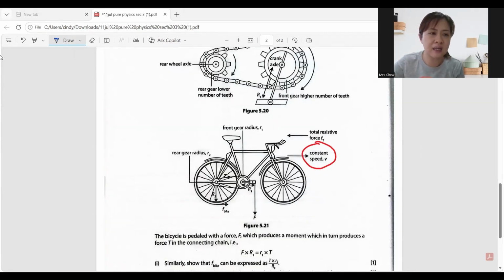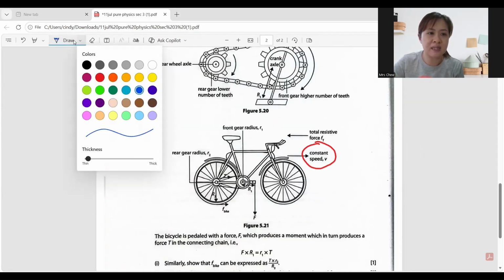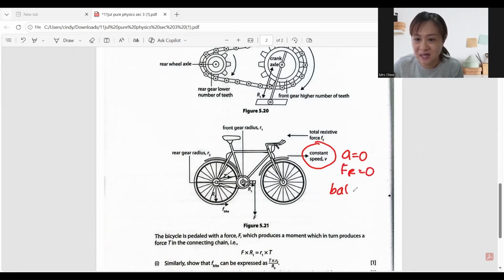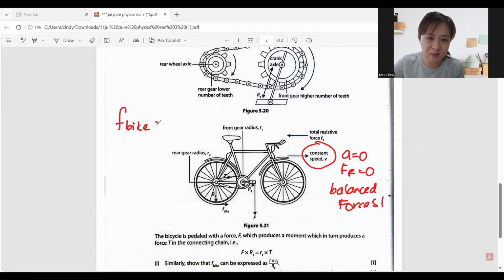They are traveling at constant speed. So basically, what does it mean when it's traveling at constant speed? The forces are balanced, right? Acceleration is equal to 0. Resultant force is equal to 0. So the forces are balanced, that means F bike will be equal to the total resisting force. So this is the relationship. All right, so this is for your B part 2, and you have gotten it correct.